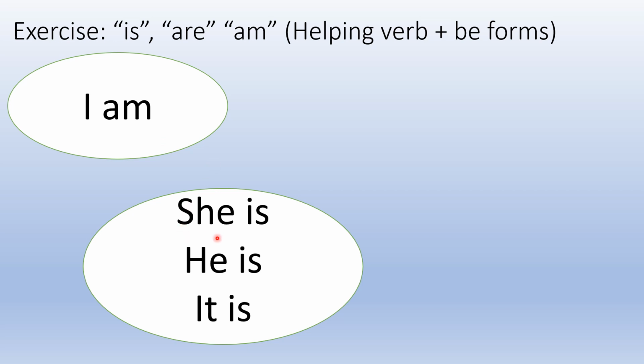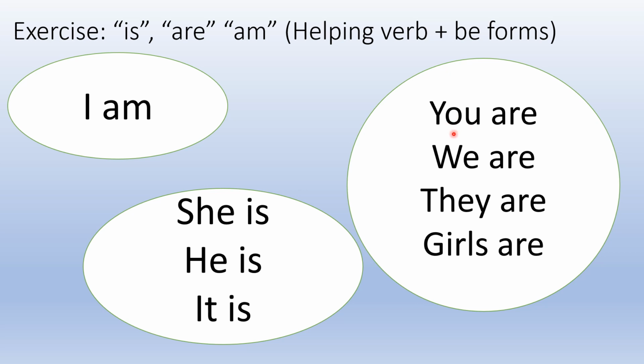थर्ड पर्सन पर्सपेक्टिव में she, he, it, singular. चाहे वो noun हो या pronoun हो, whether they are noun or pronoun, we always use is. Singular, single, one thing or one person. She is, he is, it is.